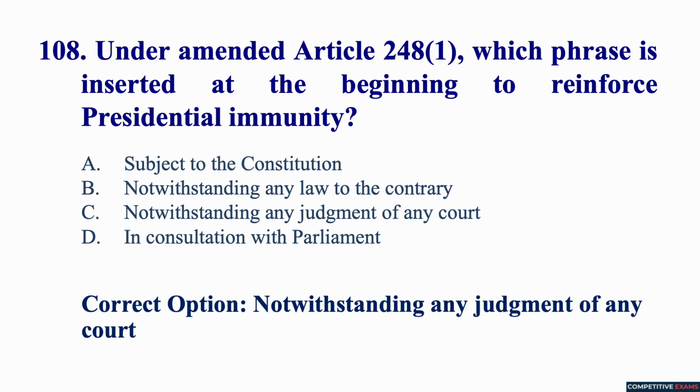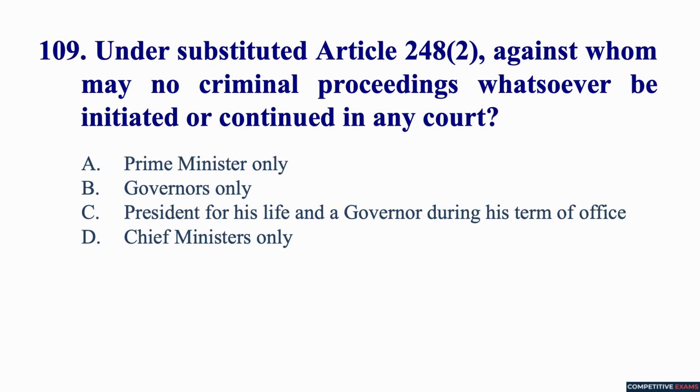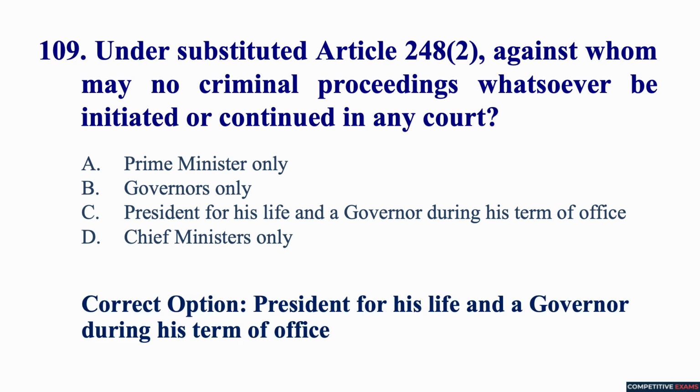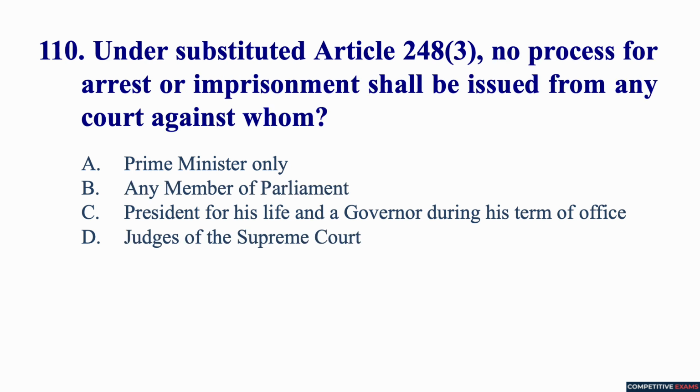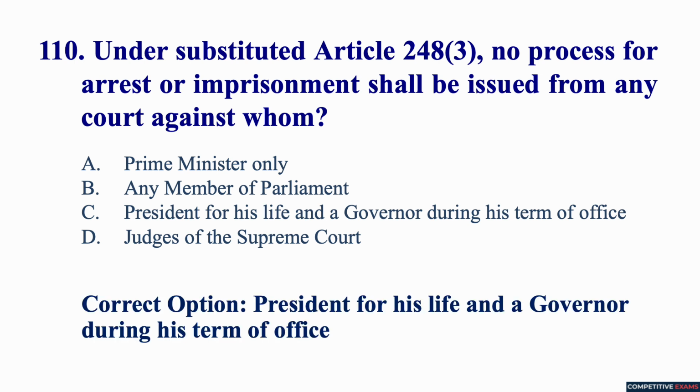Under amended Article 248(1), which phrase is inserted at the beginning to reinforce presidential immunity? Notwithstanding any judgment of any court. Under substituted Article 248(2), against whom may no criminal proceedings whatsoever be initiated or continued in any court? President for his life and a governor during his term of office. Under substituted Article 248(3), no process for arrest or imprisonment shall be issued from any court against whom? President for his life and a governor during his term of office.